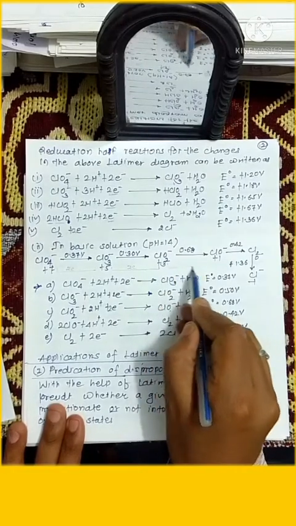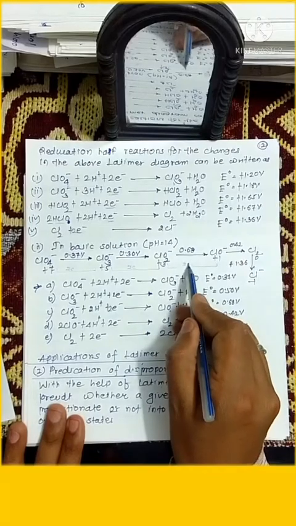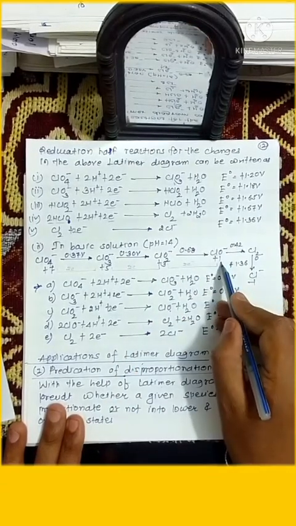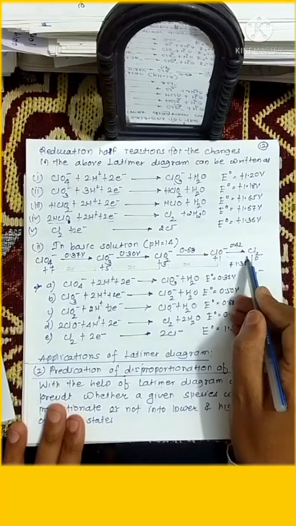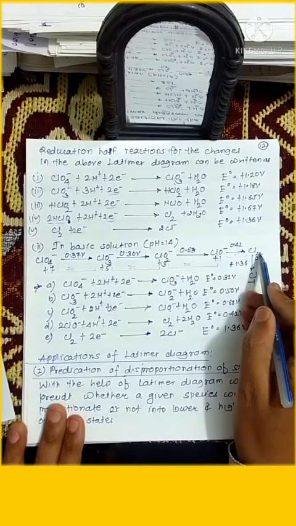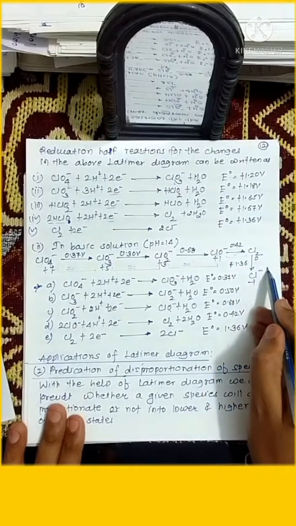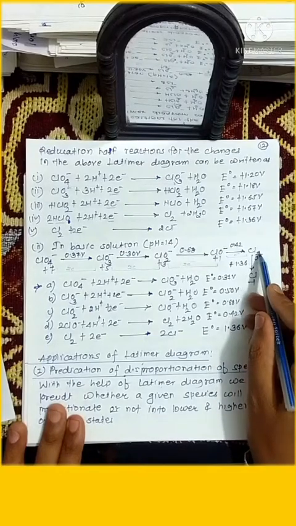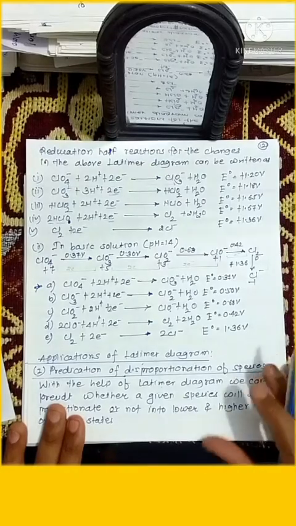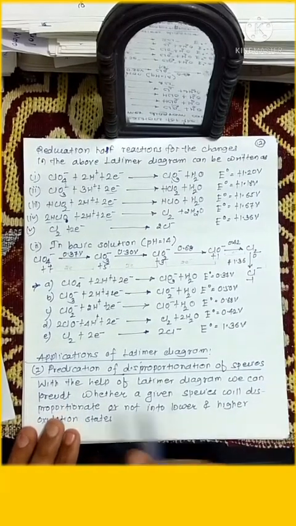From here to here, 2 electrons are taken by this species and it is converted to this. From here to here, 1 electron is taken by this species and it is converted to Cl2. From here to here, again 1 electron is taken by this species and it is converted to this. Now what is the application of Latimer diagram?